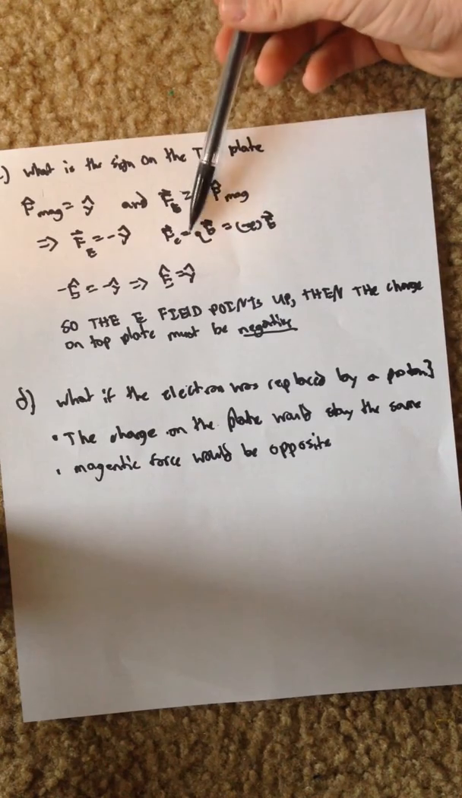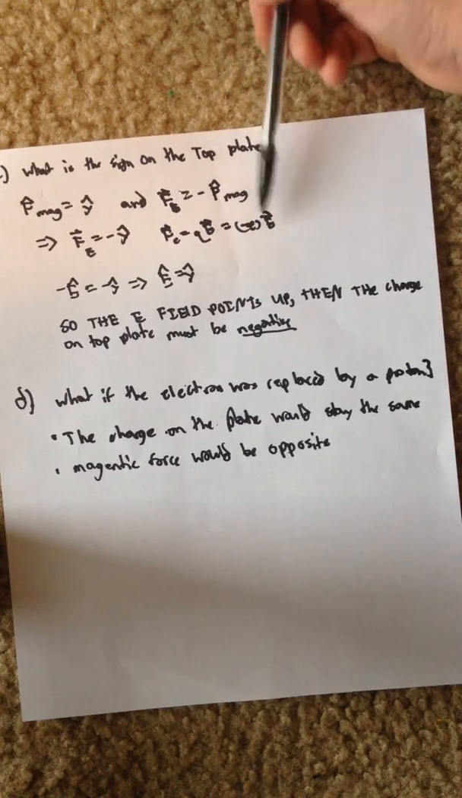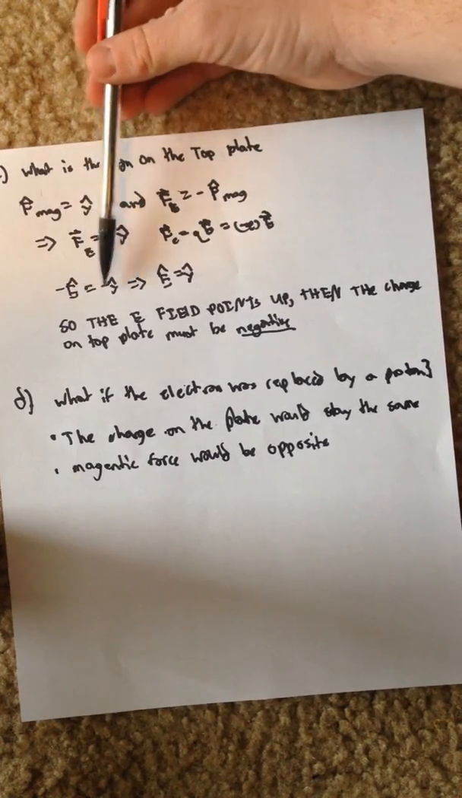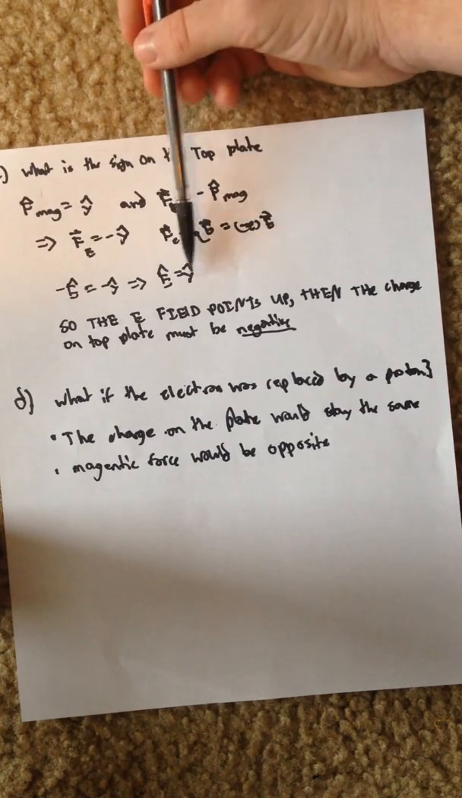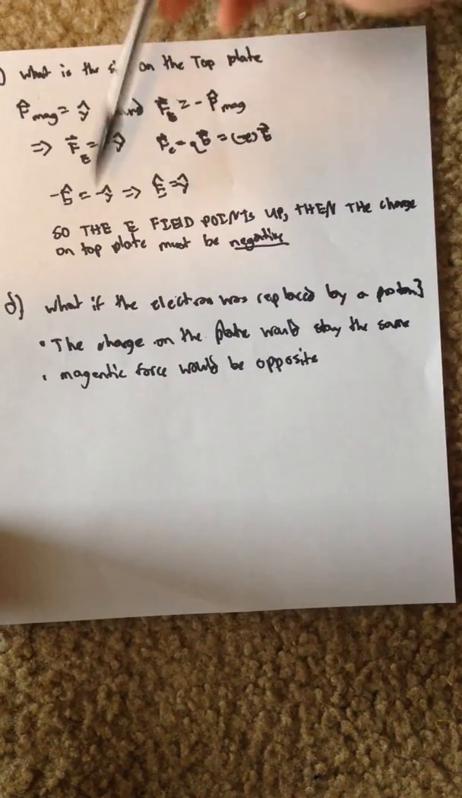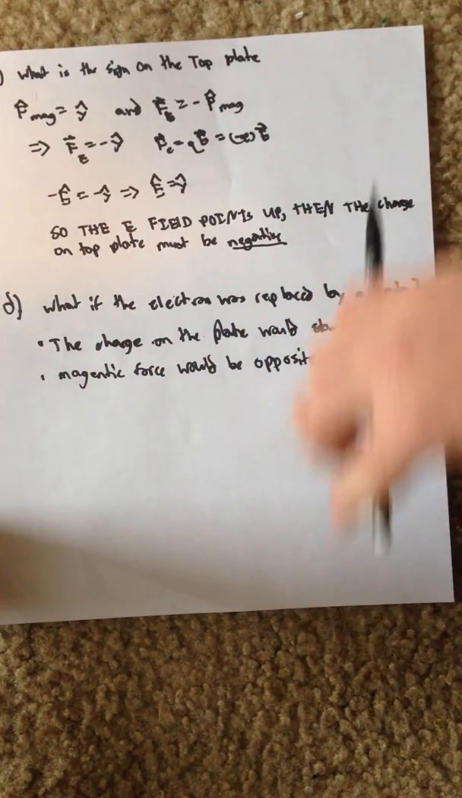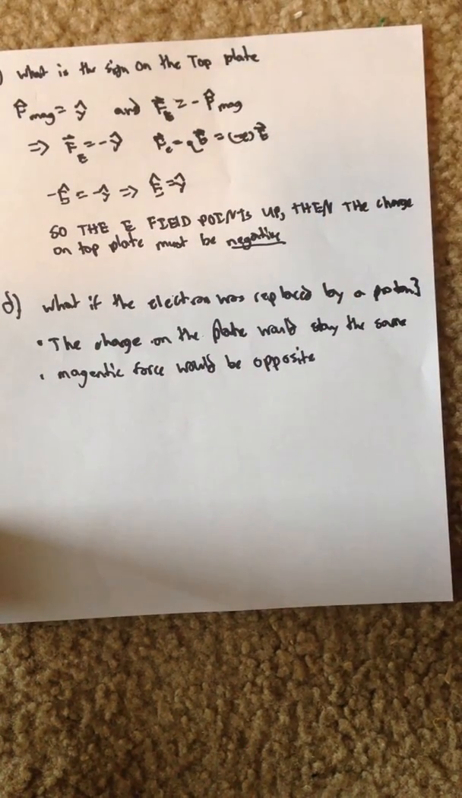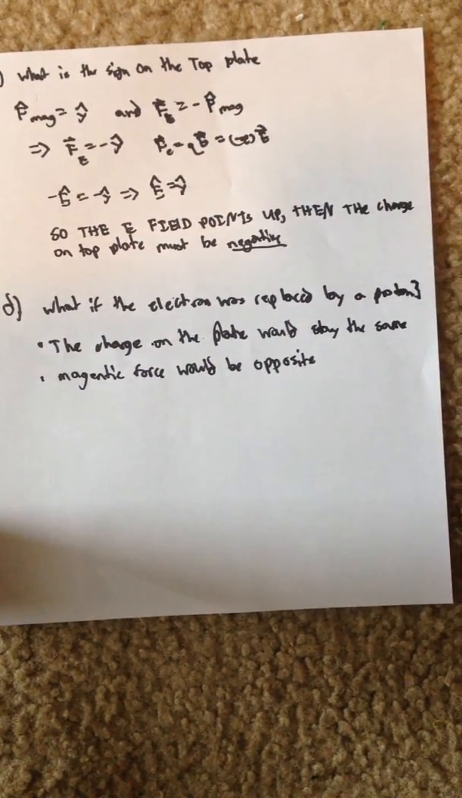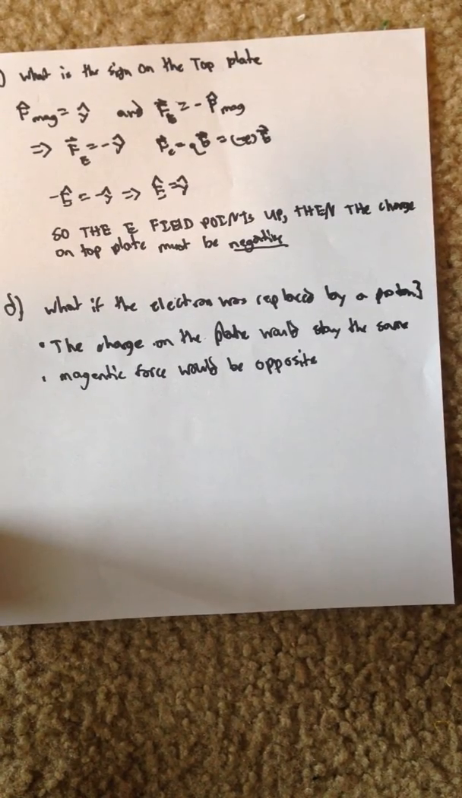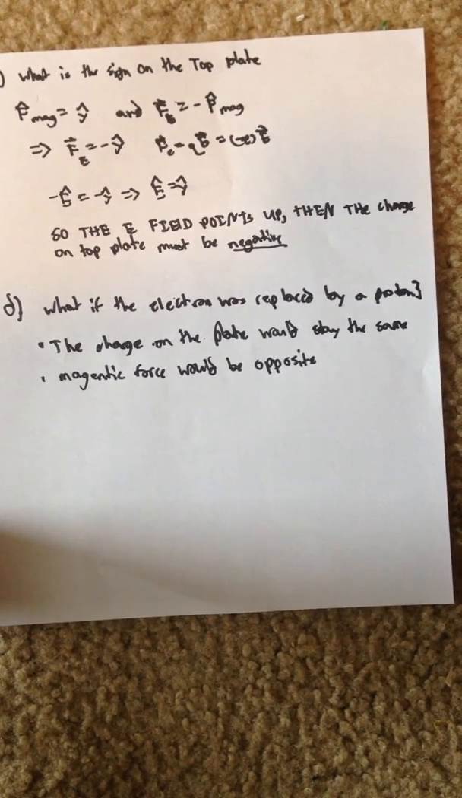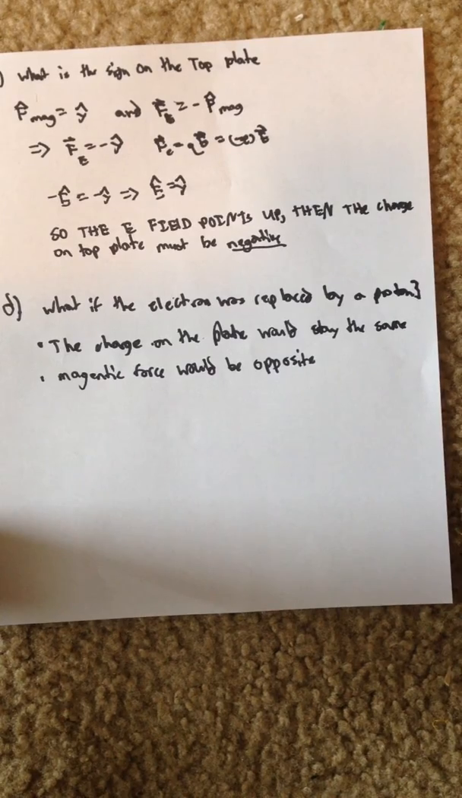Then Fe is equal to QE, negative E times E. So negative E is equal to negative y. So E is in the y direction. So the field points up in the y direction because y is going up. So the top plate would be negative, because the electric field points towards the negative and points away from the positive.